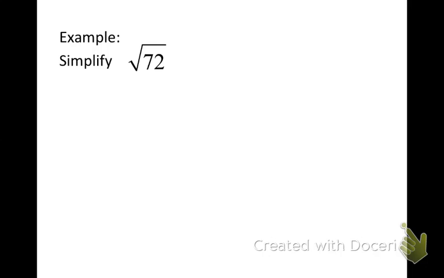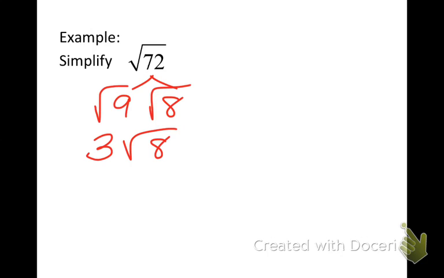Largest perfect square that goes in 72. 9 and 8. All right, so we're going to go 9 and 8 because that's what Kyle went with. Yeah, 36 does work, but we'll do 9 and 8. That's okay, because this is probably what I would do too. It's going to be 3 square root 8. Can I simplify the square root of 8 further? Yeah. 4 and 2, which goes to 2 square root 2.